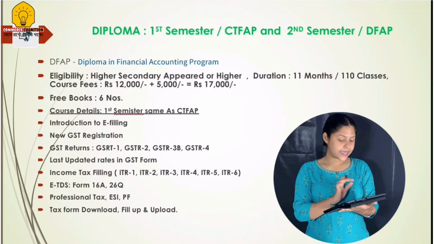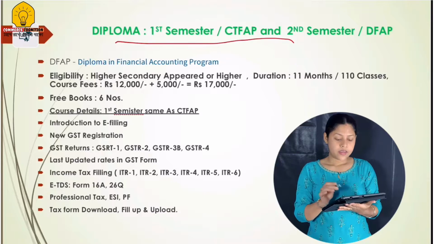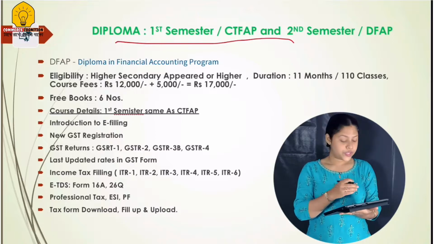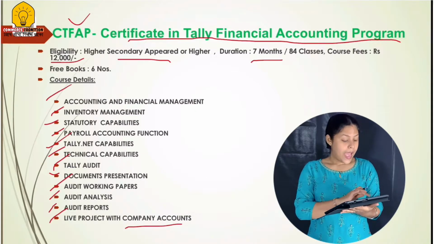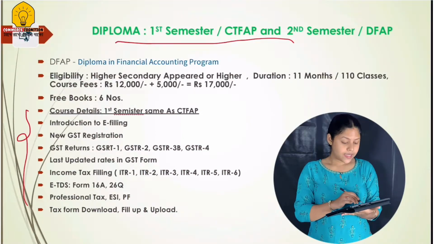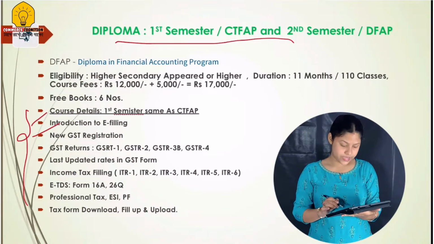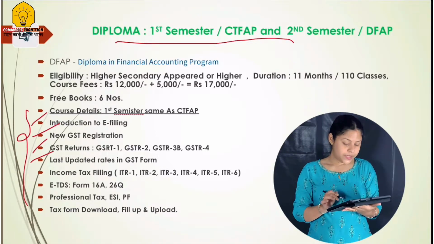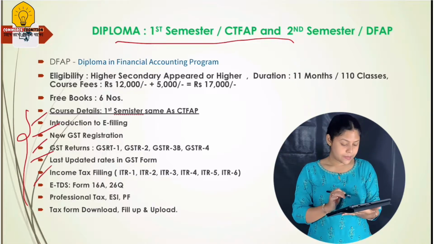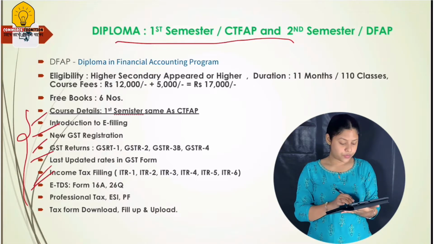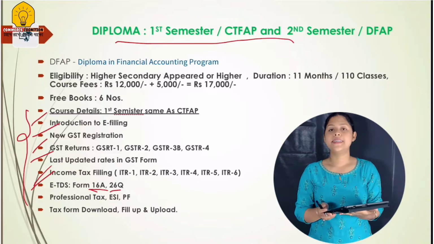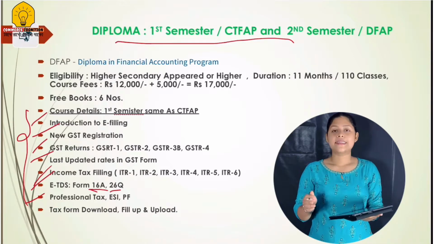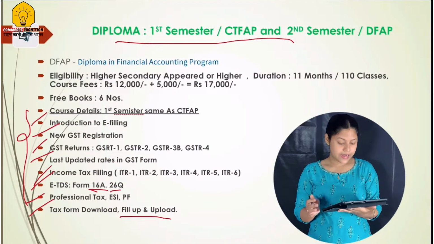And coming to the second course, that is Diploma. Here in the Diploma course, the first course will be the same, which was discussed in the previous slide, and the additions are given here: introduction to e-filing, new GST registration, GST returns, that is GSTR 1, 2, 3B and 4, last updated rates in GST, income tax filing, ETDS, that is form 16A and 26Q, that is TDS returns, meaning tax deducted at source, profession tax, ESI, PF, tax form download, fill up and upload.